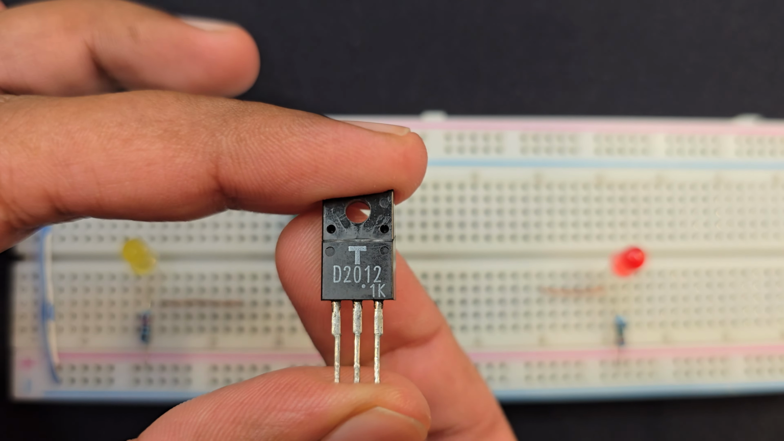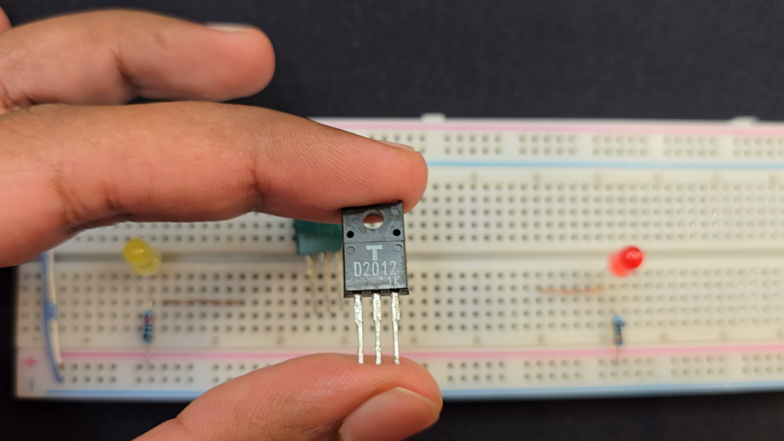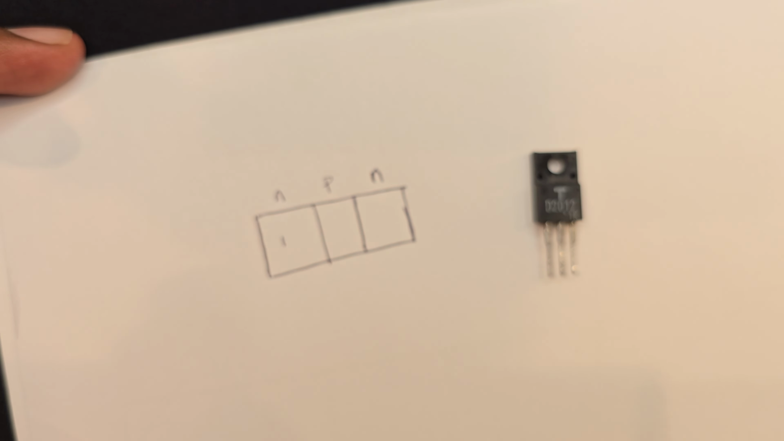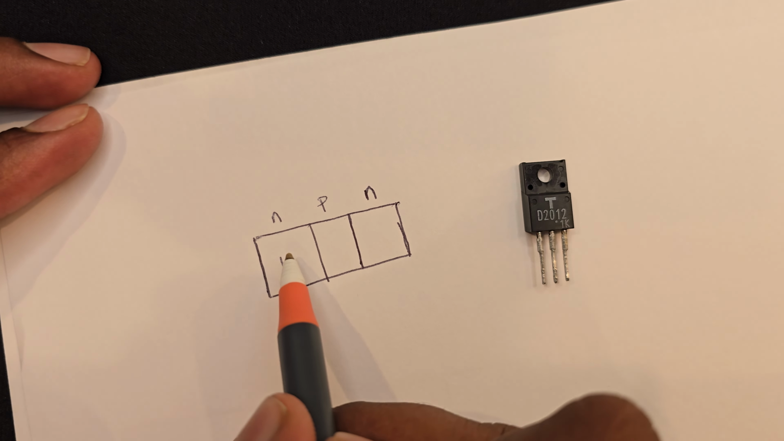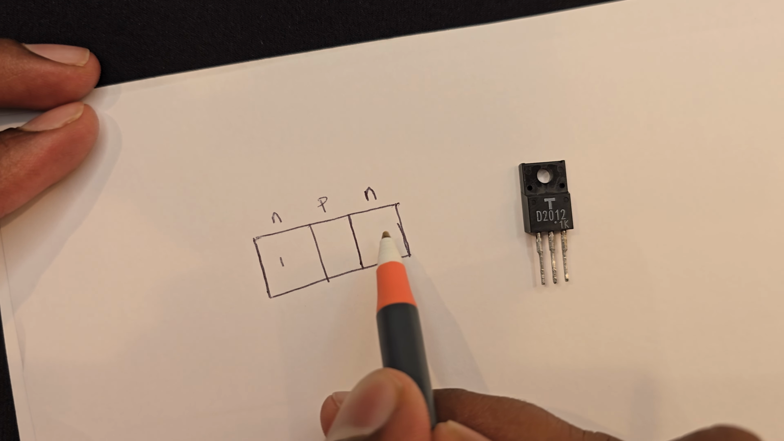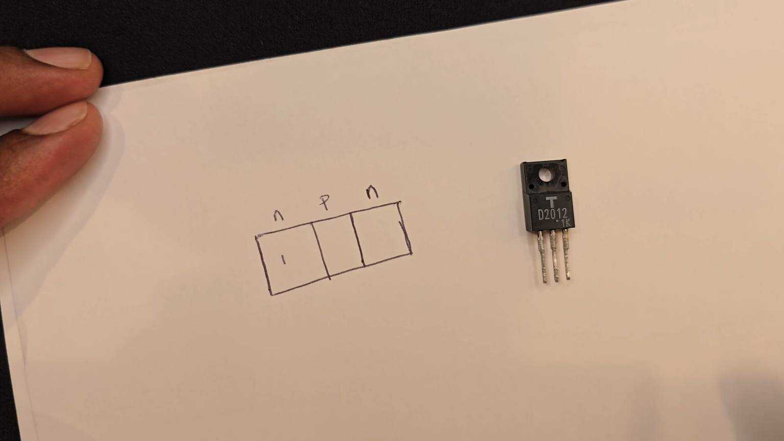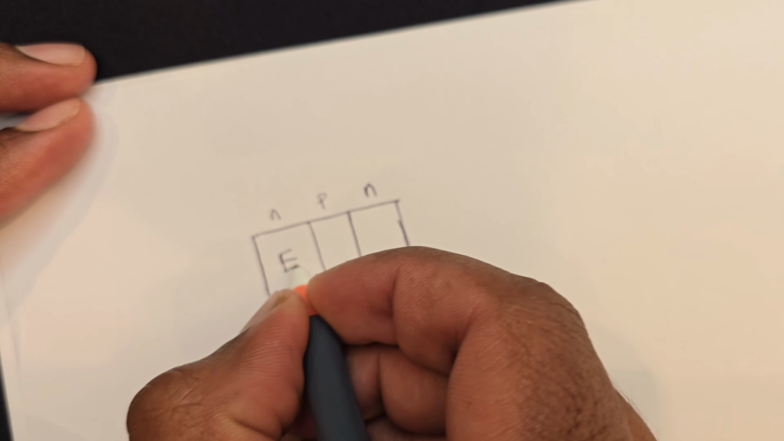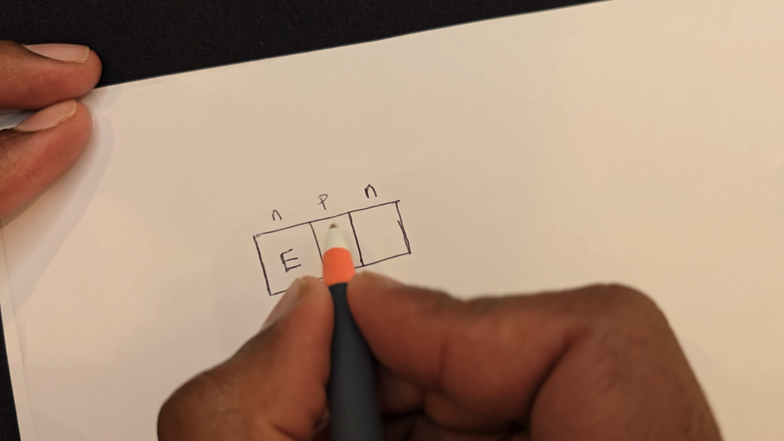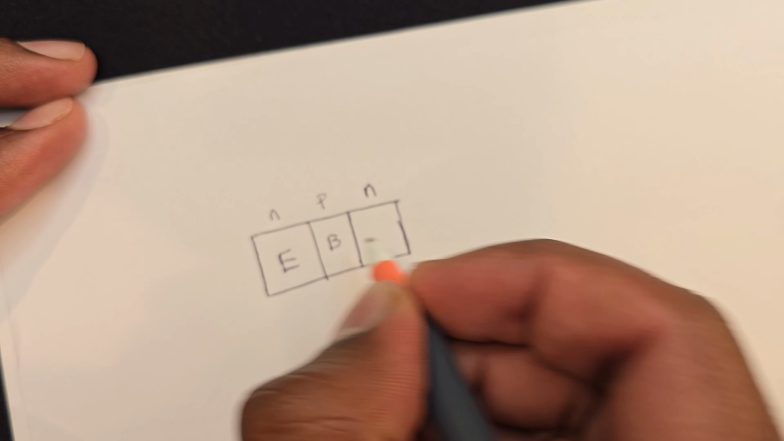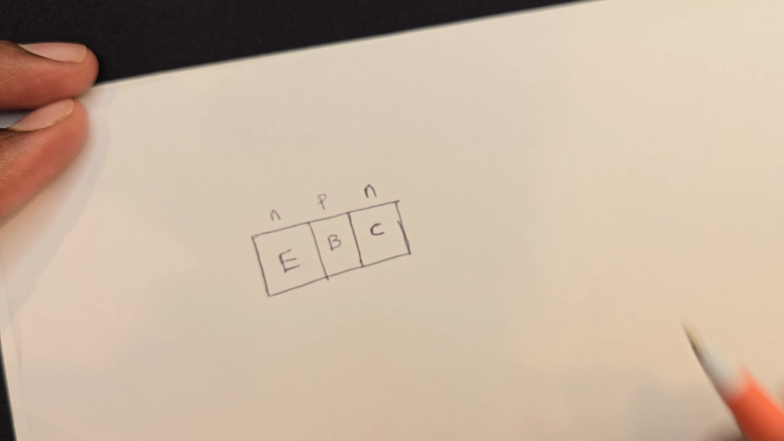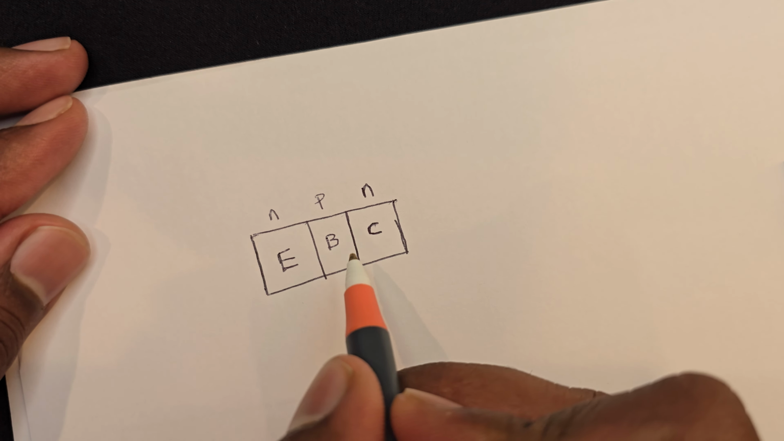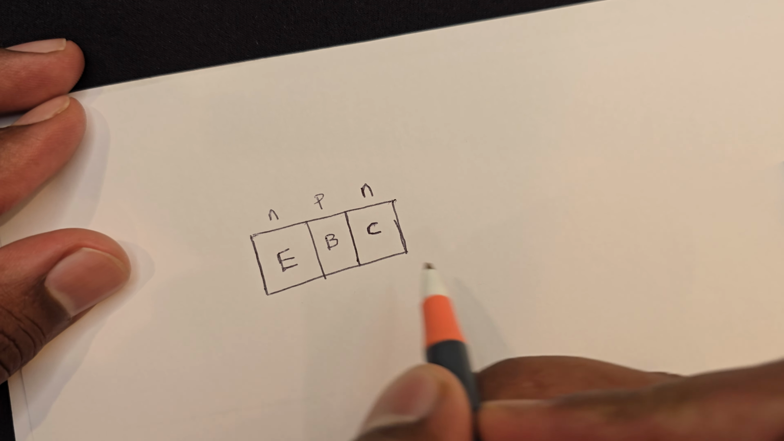You can see it has 3 pins. We will explain what those are. So this is how an NPN transistor looks like. It has an N-type semiconductor, a P-type semiconductor, and an N-type semiconductor. One acts as an emitter. An emitter emits electrons. The P-type acts as a base, and C is a collector. Collector collects electrons, and B is a base. Base controls the flow of electrons from emitter to collector.